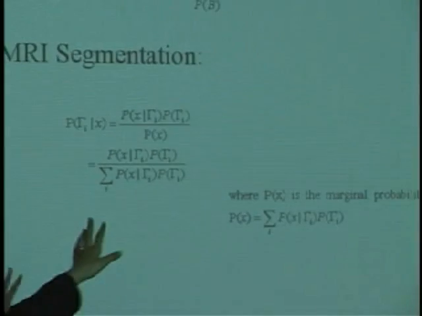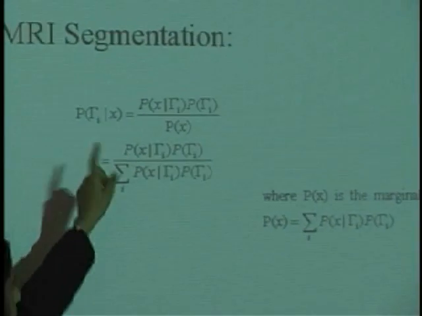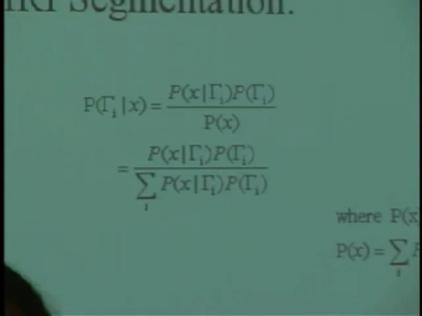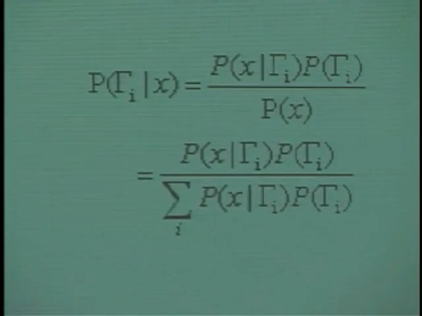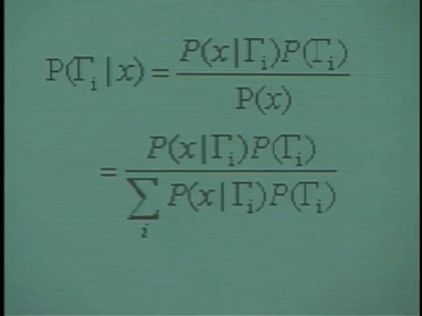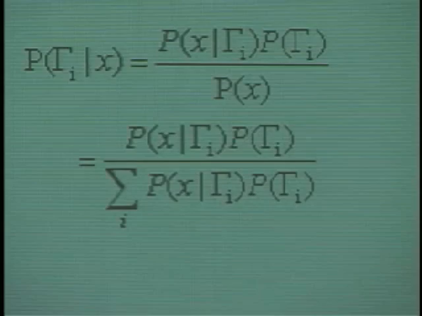Now let's look at how we're computing it. We'll look at the right-hand side. The first term is the probability of X given gamma I. Anyone want to take a stab at what that is? Probability of X given gamma I in our segmentation context.